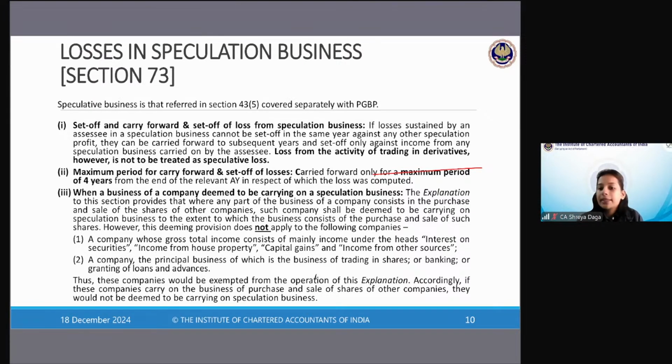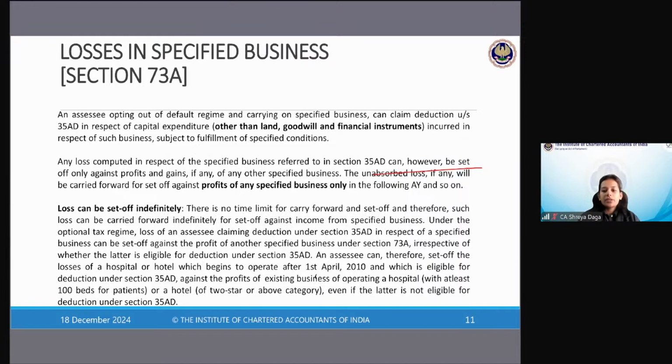Part-time, full-time, we can't say like that. There is a circular by the CBDT as to when you will consider it to be business and when you will consider it to be other activity, other sources, or capital gains for that matter. How frequently you are doing it, there are a lot of parameters to check. Based on that, if it is considered as business, then it falls in this category, except if the nature of your company is an investment company or a banking or a lending company or an NBFC. Okay, all right. Next, losses in specified business.